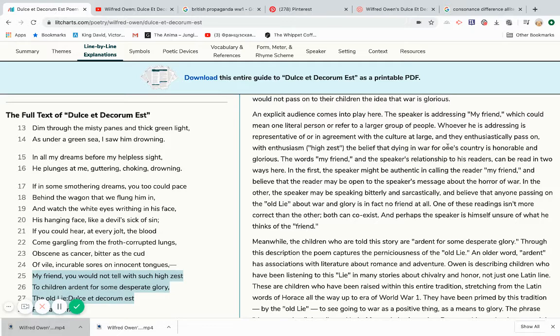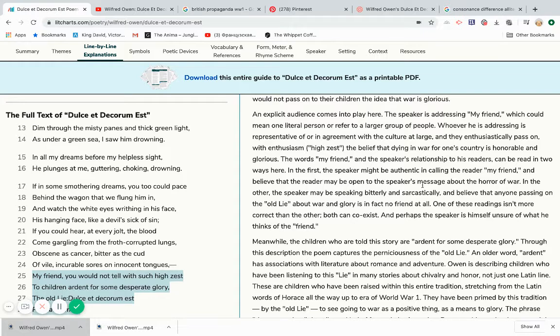Whoever he is addressing is representative of or in agreement with the culture at large, and they enthusiastically pass on with high zest the belief that dying in war for one's country is honorable and glorious. The words "my friend" and the speaker's relationship to his readers can be read in two ways here. In the first, the speaker might be authentic in calling the reader "my friend" and believe that the reader may be open to the speaker's message about the horror of war.